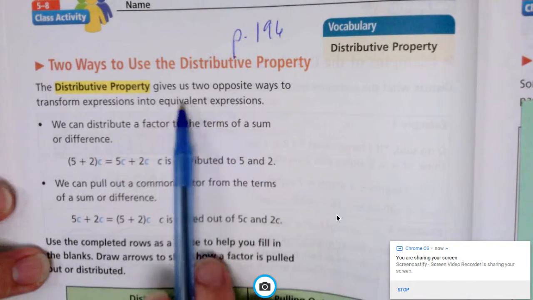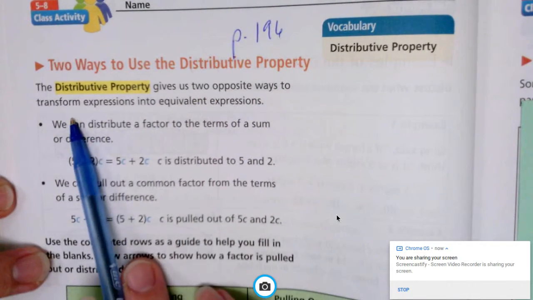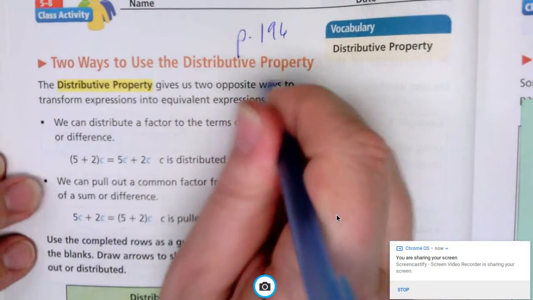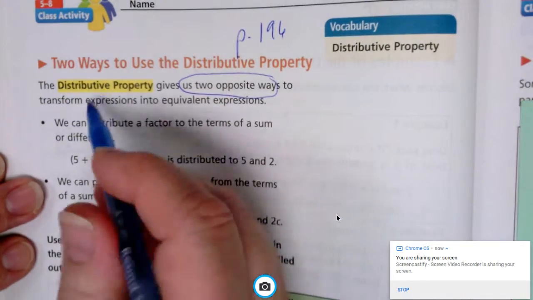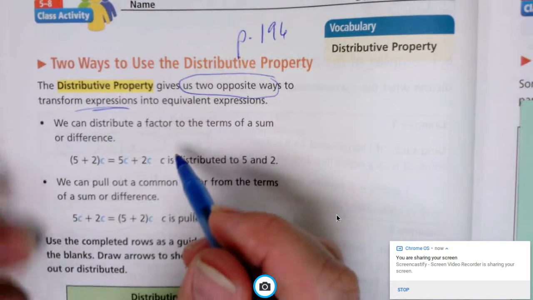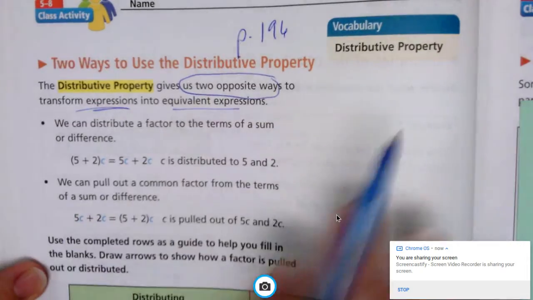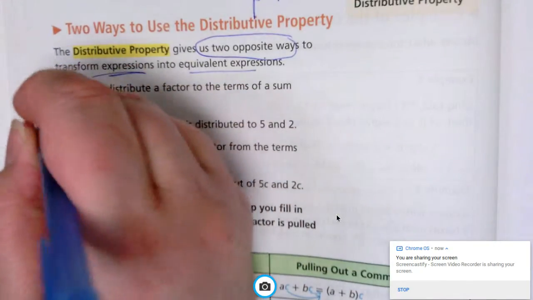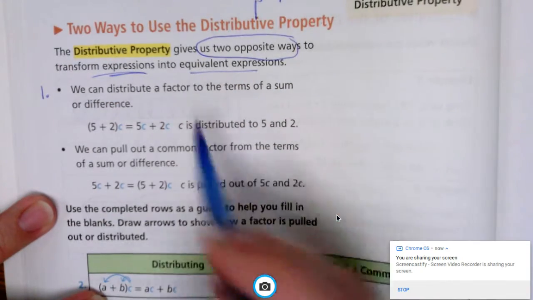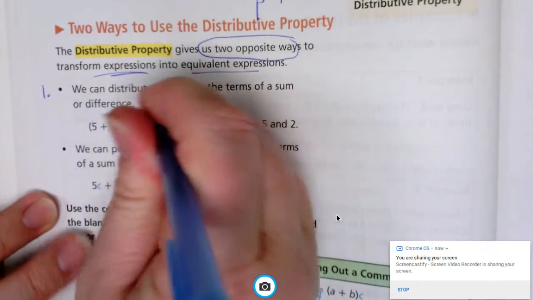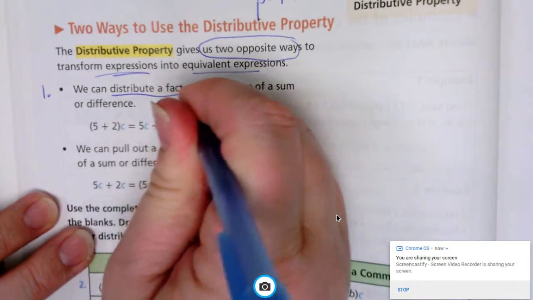So it gives us two opposite ways to transform expressions into equivalent expressions. We're going to look at two opposite ways to change those expressions to make new equivalent ones that have the same value. This is the first way. We can distribute a factor to the terms of a sum or a difference.